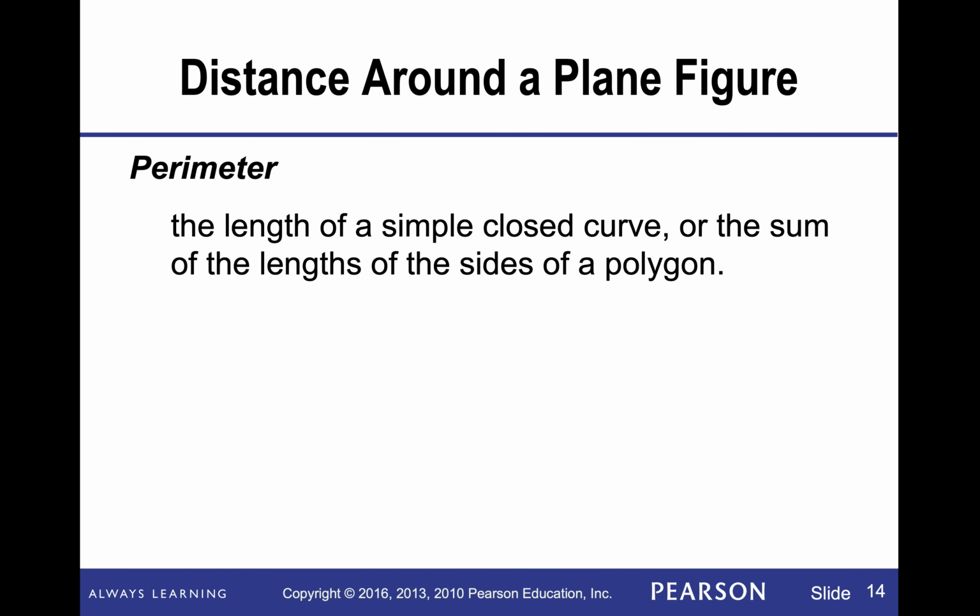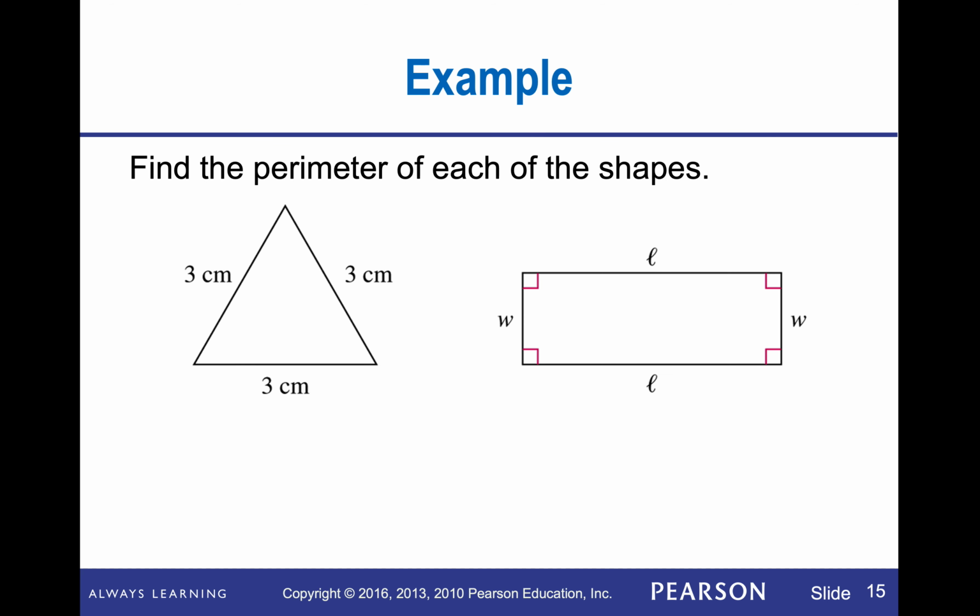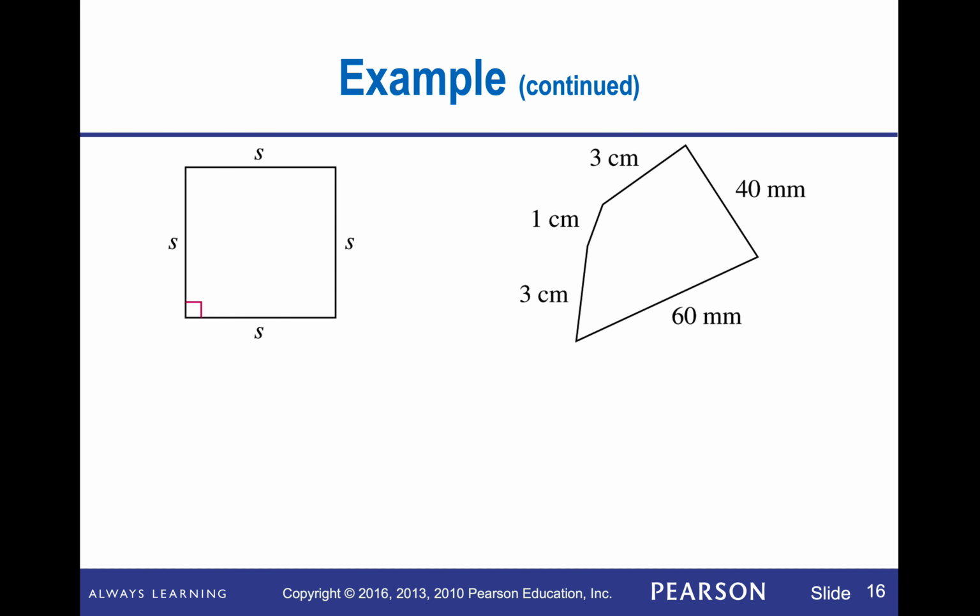Now, the distance around a plane figure is known as perimeter. So that's the idea. I take all the sides of the figure and I add them together, and that gives me the perimeter. So in these examples, if I was going to find the perimeter of each of the shapes, I would add 3, 3, and 3. I would add L plus W plus W. So perimeter can be done either with variables or with whole numbers. Here's another example.